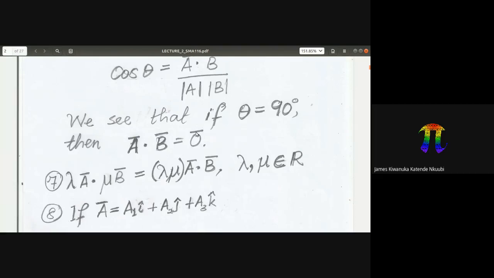Again, I forgot, this bar should not be there. I don't know why I've put it here. This is 0, the number, not the vector. So there should be no bar up here.